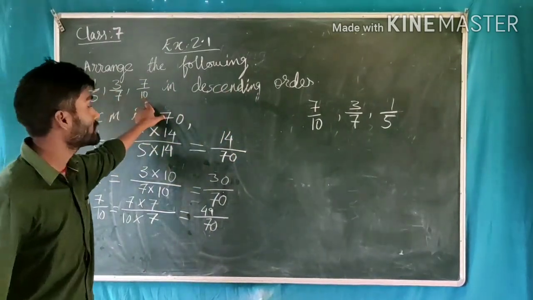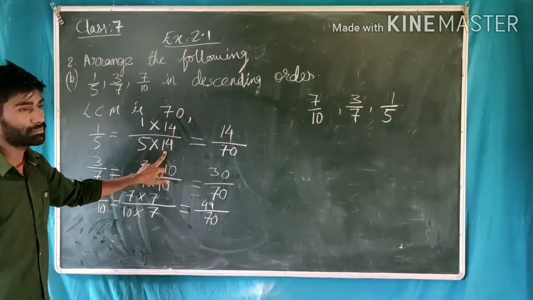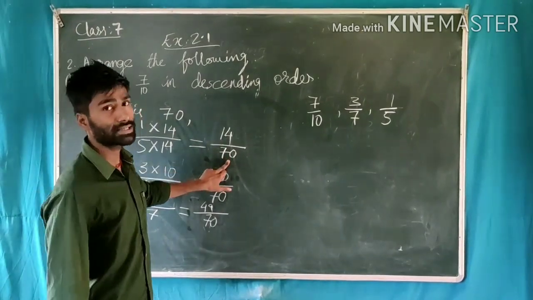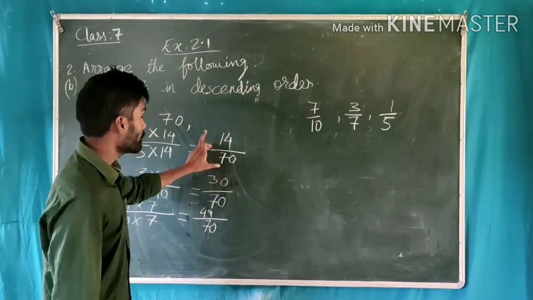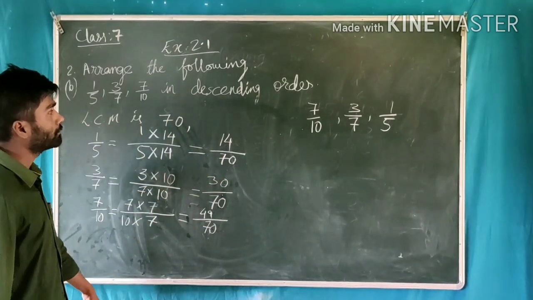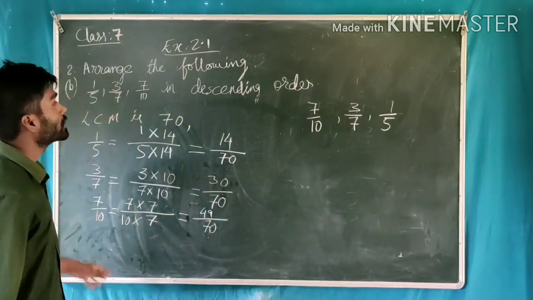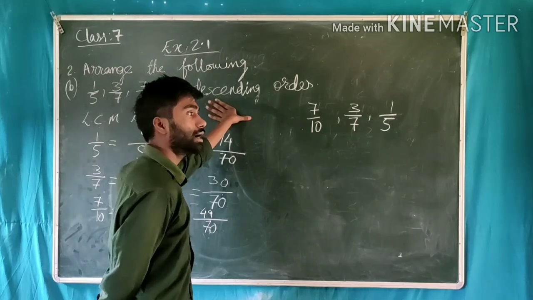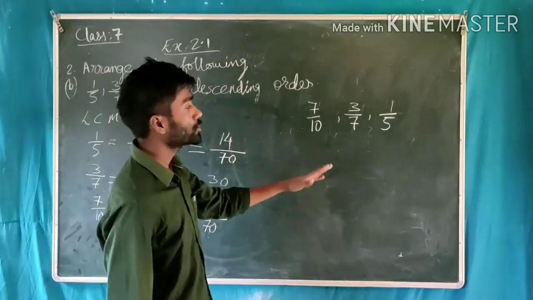First we will find the LCM, then we will multiply the denominator with the number such that the denominator becomes the same. So 5 into 14 is equal to 70. First we will find all the results like that by making the denominator same. Next we are going to arrange the numbers in ascending order. If we are asked to arrange in ascending order, then we will go with the small number.